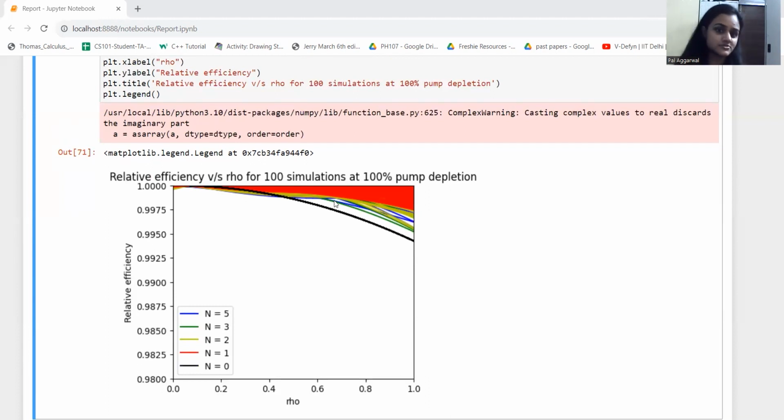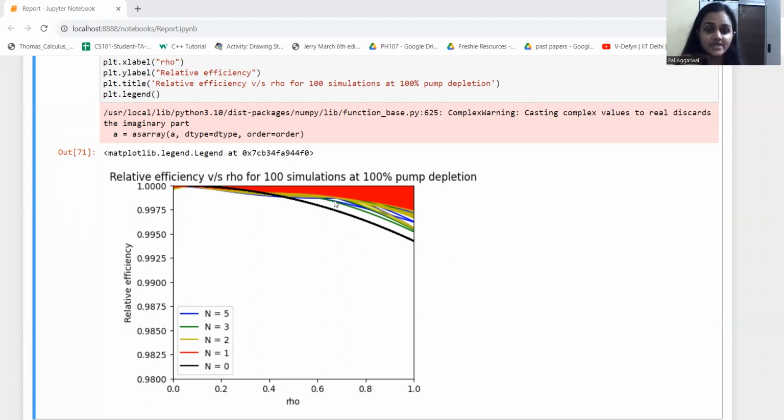One thing to notice here, which is different from the SHG plot, is that the variation in the efficiency with rho is very small as compared to SHG. So basically, there is not much decrease in the efficiency as we increase the value of rho. Another difference is that there is no significant dip in the efficiency for the n equal to 0 case.